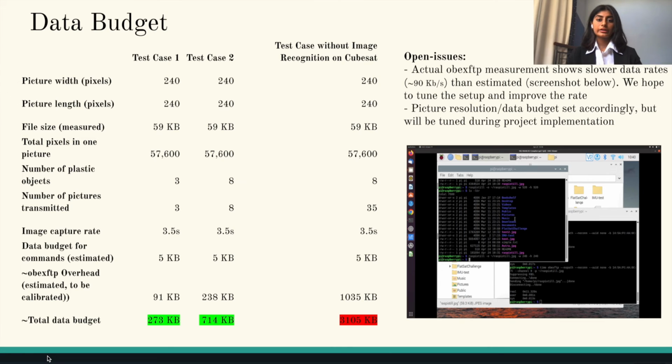We've reduced the picture size from 720 by 1260 pixels to 240 by 240 because the data transfer to the ground station through the OBEX FTP would have taken too long, therefore failing the test case.